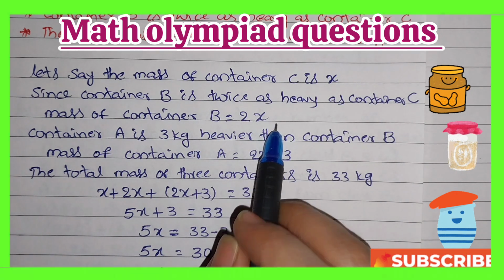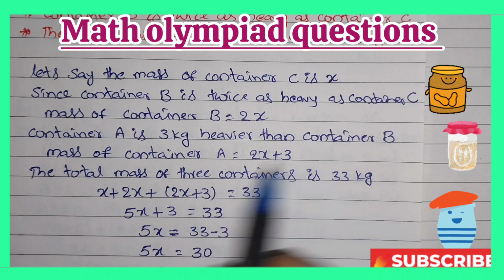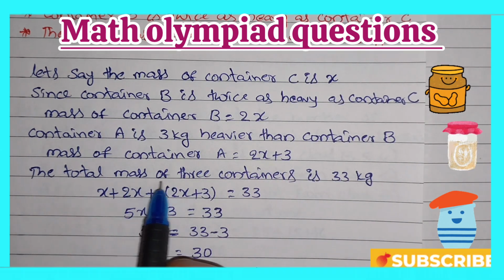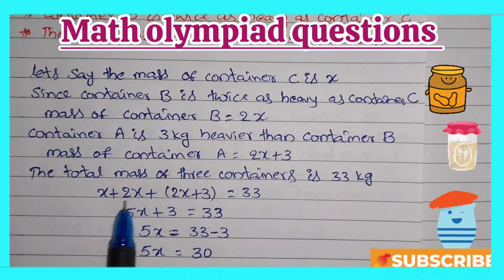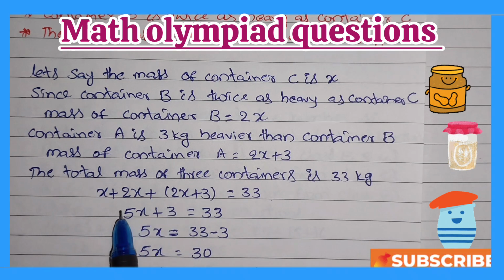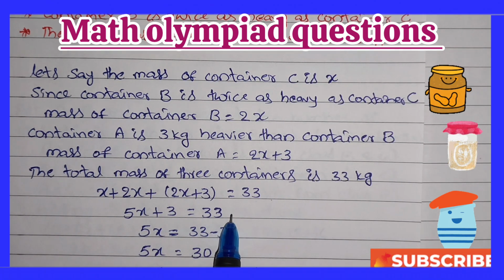Container A is 3 kg heavier than container B. Mass of container A equals 2x plus 3. The total mass of the 3 containers is 33 kg. So the equation is x plus 2x plus 2x plus 3 equals 33. x plus 2x is 3x, 3x plus 2x is 5x, plus 3 equals 33.